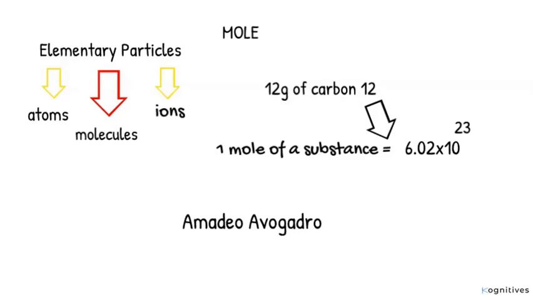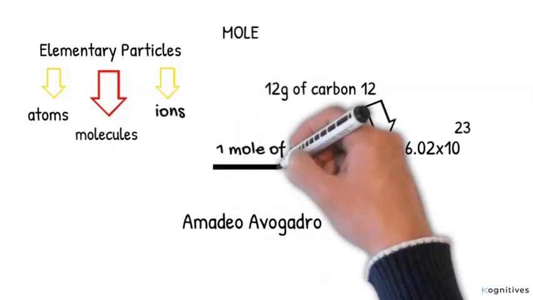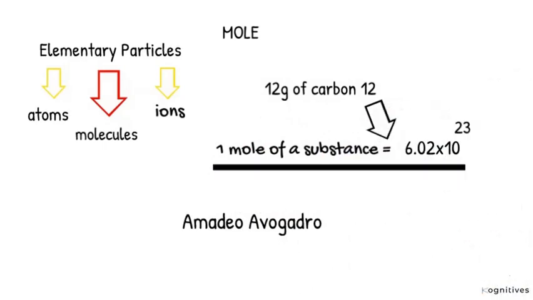In the same manner, the molar mass of a substance is the mass of 1 mole of that substance. To understand this, let us compare the mole to a dozen. Just the way 1 dozen of eggs contains 12 eggs, because the word dozen means 12, I would like you to take 1 mole of any substance to be equal to 6.02 times 10 raised to the power 23 particles of that substance.